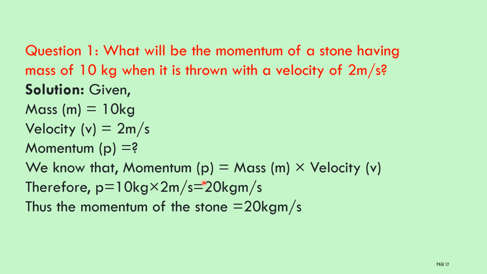Momentum, you know the formula. Momentum will be equal to mass into velocity. Substitute the value of mass here, 10 kg, velocity 2 meter per second. 10 times 2 is 20 kg meter per second. Thus the momentum of the stone is 20 kg meter per second.